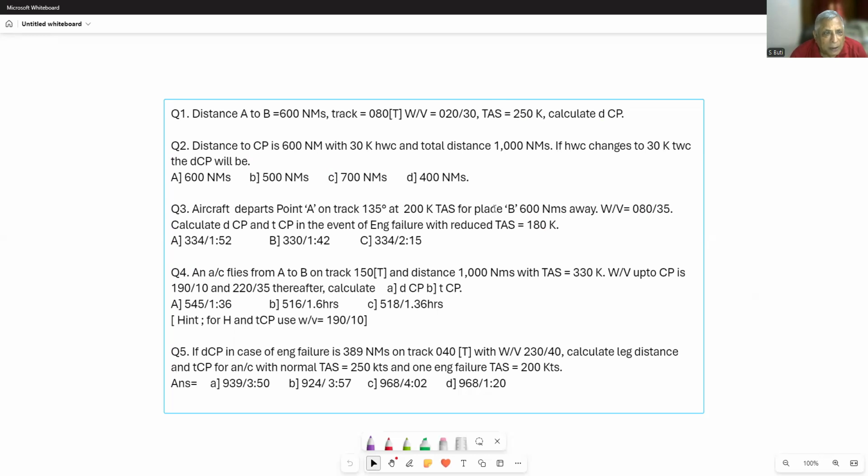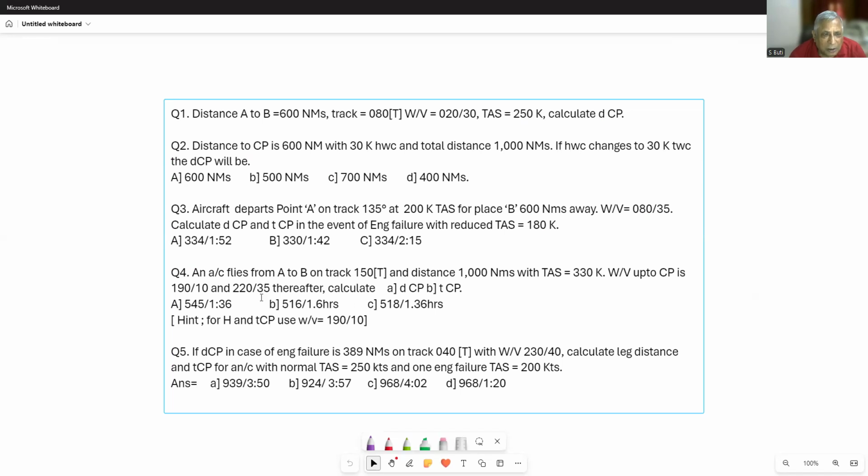Question number 3. This is your track and the TAS and the wind velocity. And he wants a critical point in case of an engine failure with the reduced power. Okay. Try it once again. I hope you will get your answer, if you have understood what I told you in the last lesson.